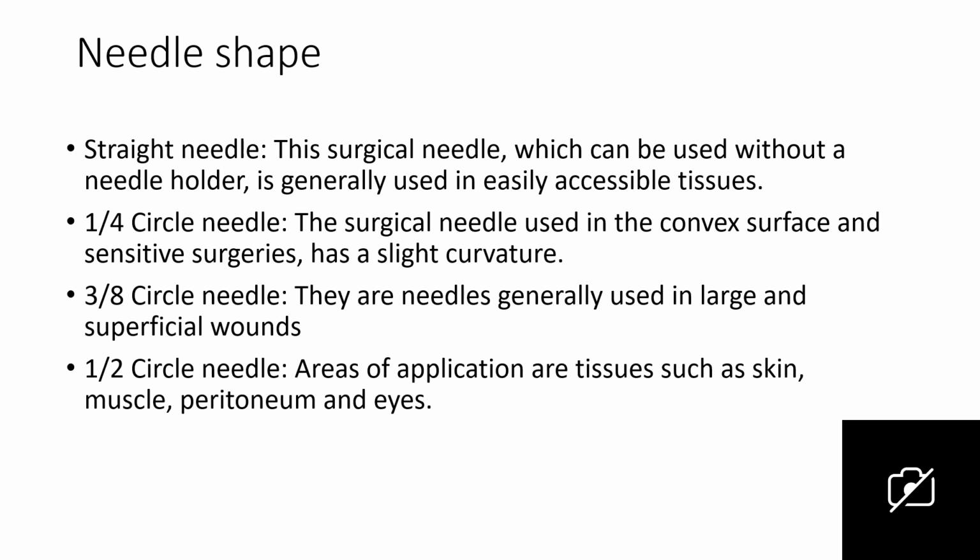The surgical needle used on a convex surface and in sensitive surgeries has a slight curvature. It's got a slight curvature, a quarter circle. 3/8 circle needles are generally used in large and superficial wounds. 3/8, okay? The half circle needle has areas of application such as skin, muscle, peritoneum, and the eye. Half circle. From my experience, half circle easily goes through the tissues and out.